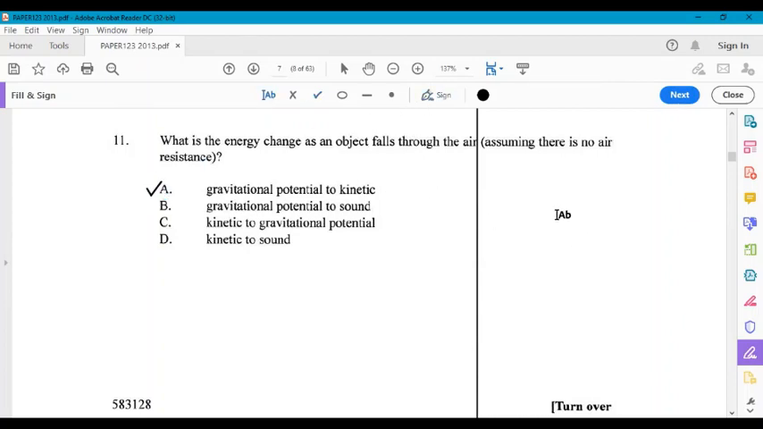And it's important to remember here as well that at any point in time when an object is falling, the total sum of the energy that it has is going to be the sum of its gravitational potential energy and its kinetic energy.